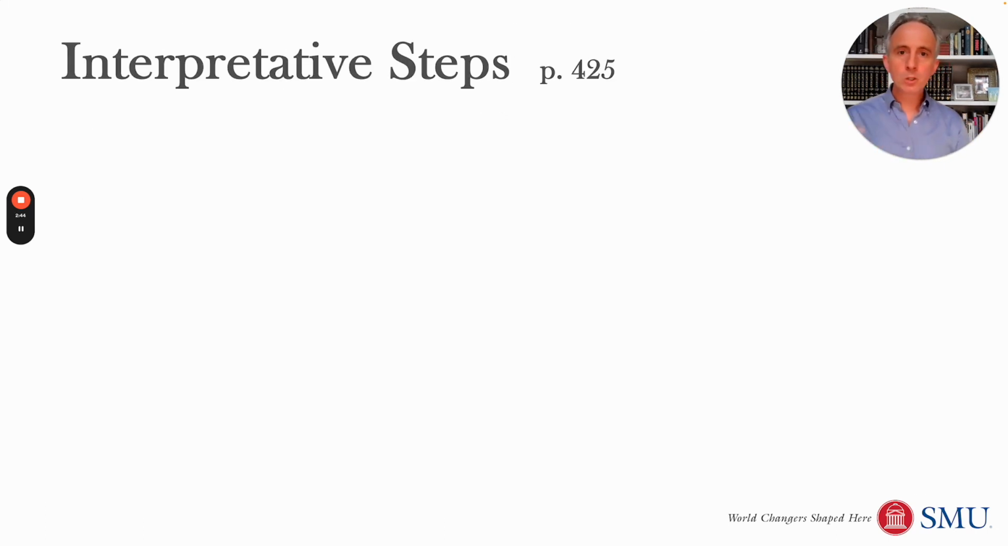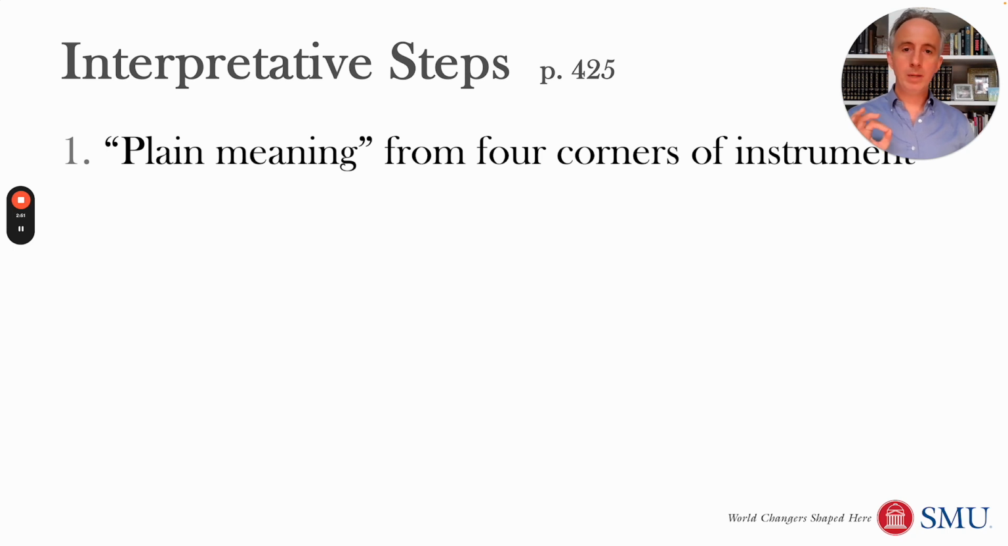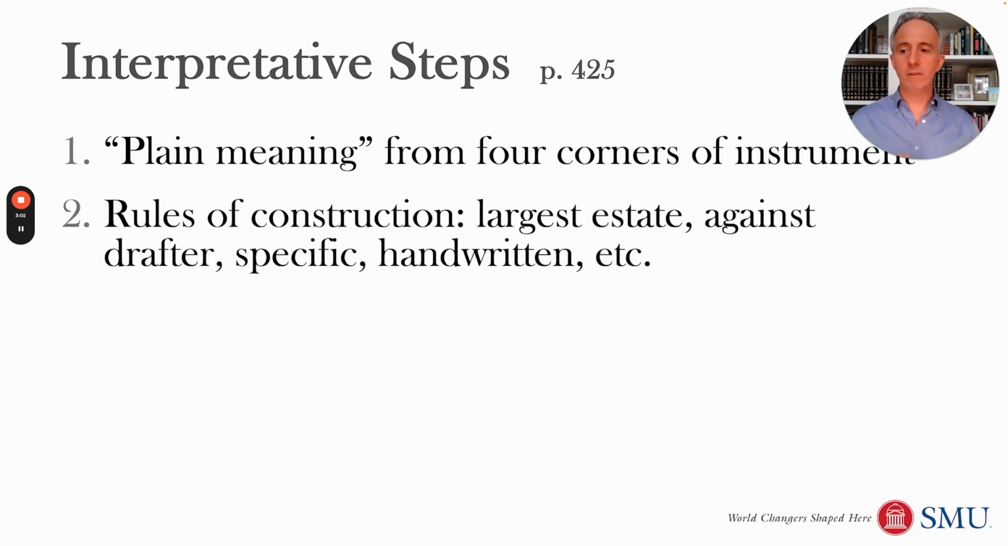Okay, so when we're considering whether something is a mineral interest or a royalty, we're going to be taking the usual interpretive steps that we take when interpreting a legal contract or deed, any kind of writing. So first we're going to look at what's the plain meaning, looking at the four corners of the instrument. Then we're going to talk about rules of construction. If there's an ambiguity, when just looking at the plain meaning, we start using rules like the largest or greatest possible estate. We start interpreting against the drafter.